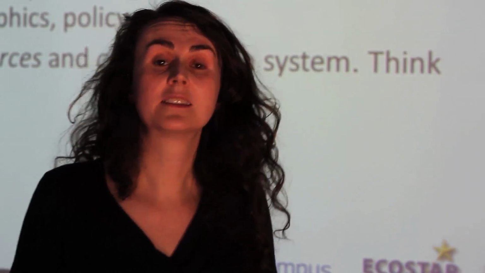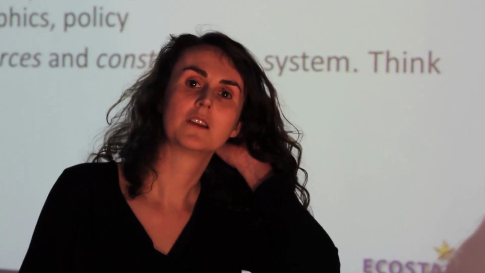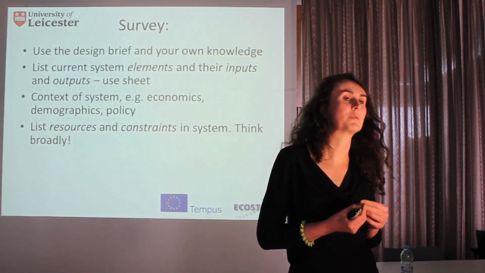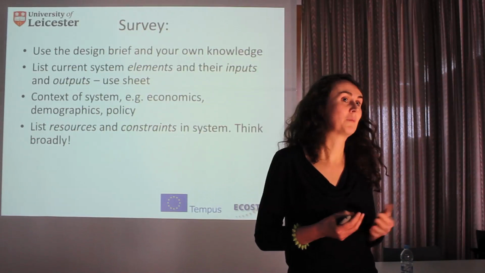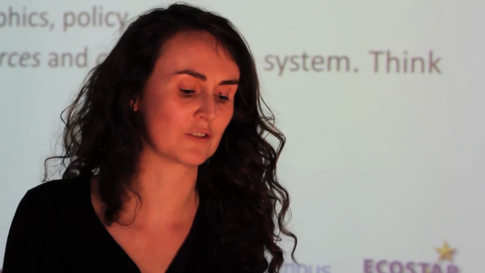Then think about listing the resources and constraints in the system. Think very broadly about what resources are. Resources aren't just material things. They can be skills, people, a political environment, everything that you can think of in that system that is in some way a resource that you could use and that makes an impact on your design.